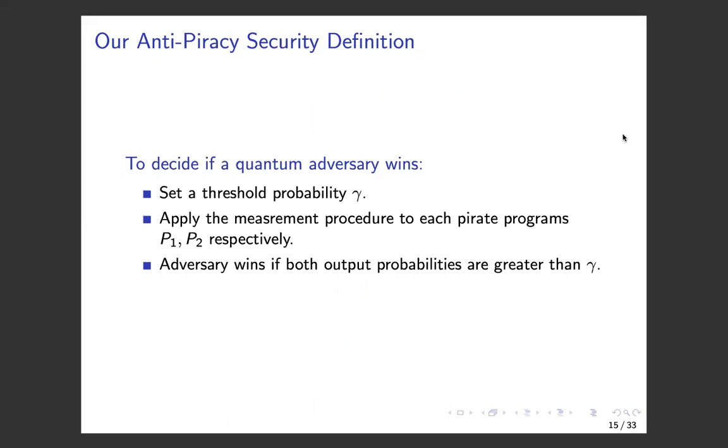Afterwards, we can properly define if an adversary wins. So at the beginning of the security game, the challenger first sets the threshold probability gamma, which depends on the function family we are copy protecting, as we discussed beforehand about the unlearnability of the functions. After the adversary has produced these two pirate programs, we apply the measurement procedure respectively on the two programs, and the adversary wins if and only if both of these outcome probabilities are greater than gamma.